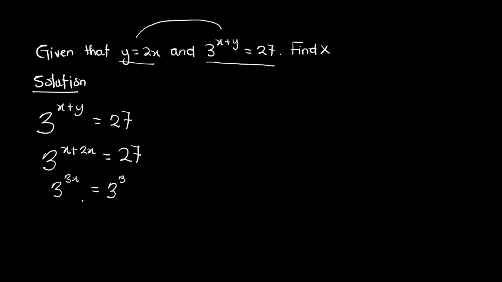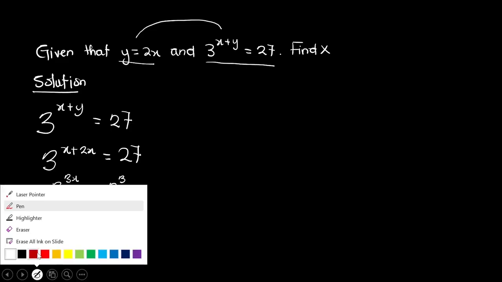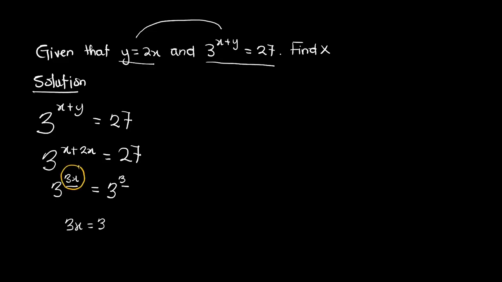Because the bases are the same, which is 3 and 3, I will now equate the powers. In this case, that becomes 3x is equal to the 3 at the top. Now remember, what I'm equating are the powers, not the 3's over here. These are the bases. So we are equating this to this. From here, we have 3x is equal to 3. We divide both sides by 3, and this can cancel this. Therefore, our x will be equal to 1, because 3 divided by 3 gives us 1.